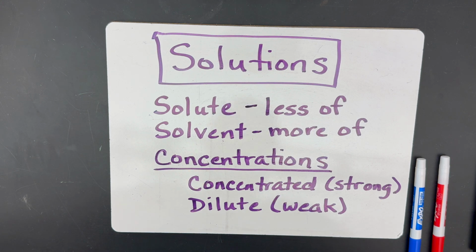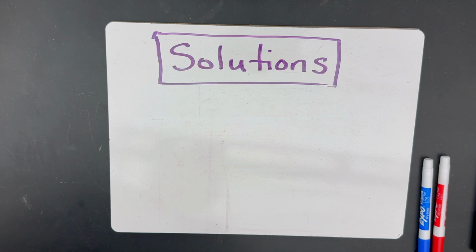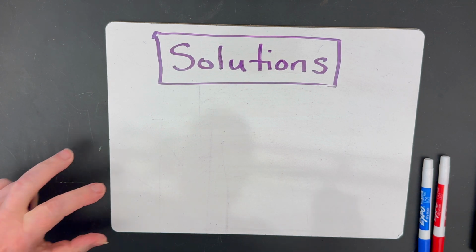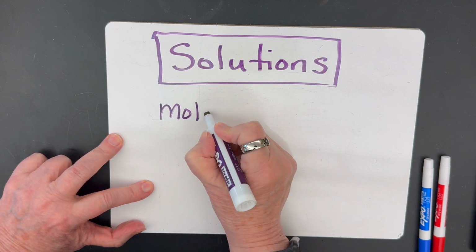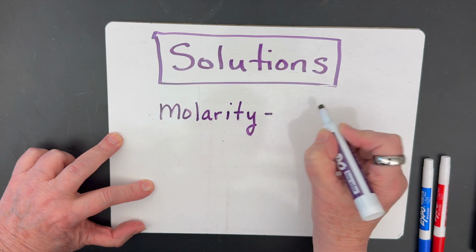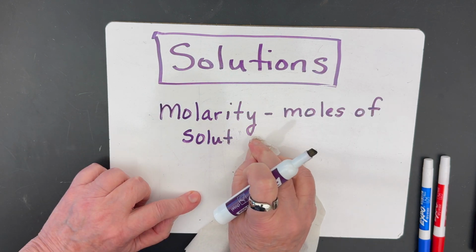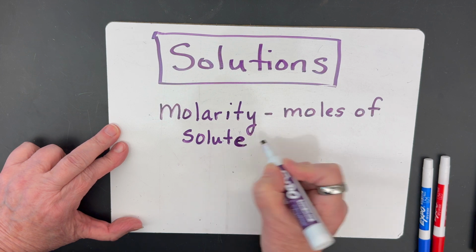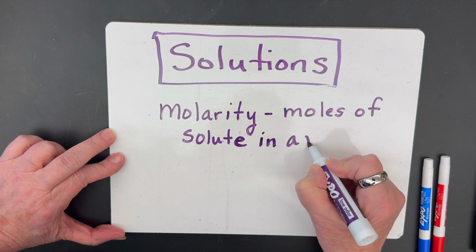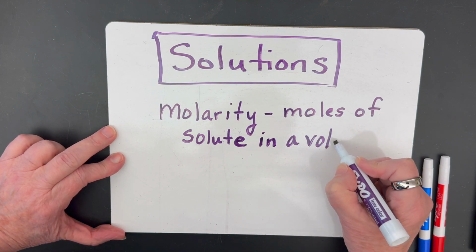So we want a way to describe this concentration or the strength of a solution, and we have a unit called molarity which we use to do this. And molarity is the moles of solute in a volume of solution or solvent.